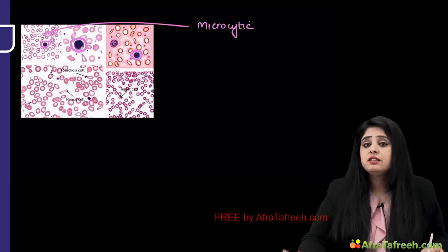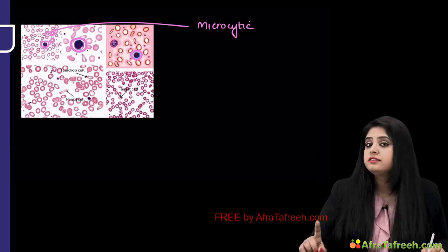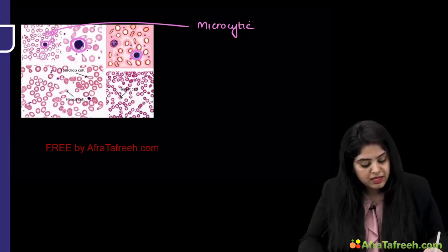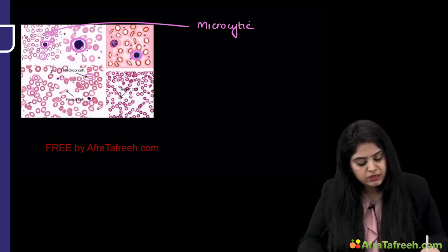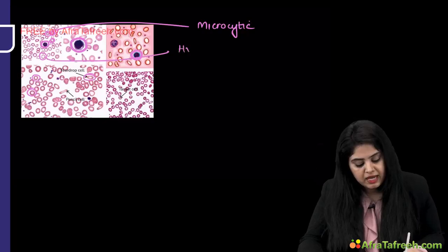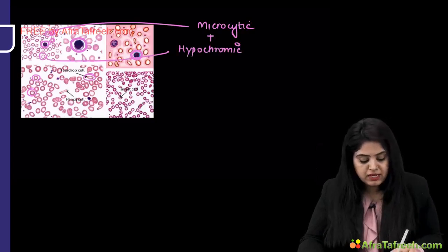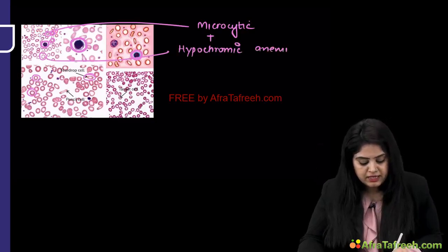How did you test for the color? How much of pallor was normal, guys? The 1/3 pallor was normal. I can see this has more than 1/3 pallor. Come on, they are almost like empty cells. They are almost like empty looking cells. So can I call them hypochromic? Microcytic, hypochromic. Two things are done. There's microcytic and hypochromic anemia that I have diagnosed.